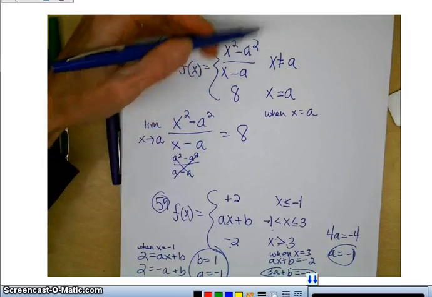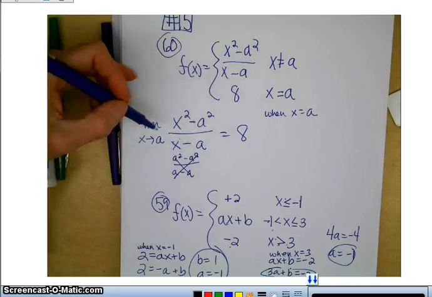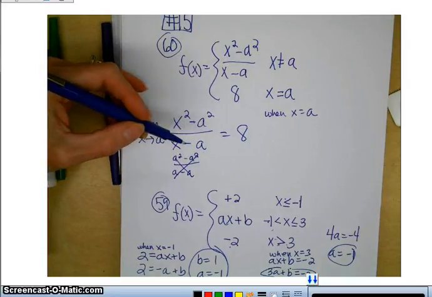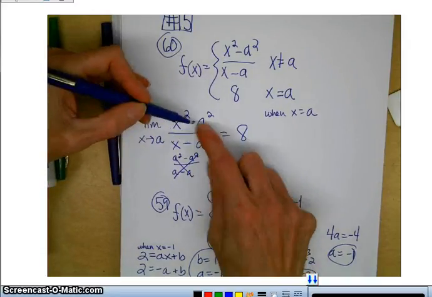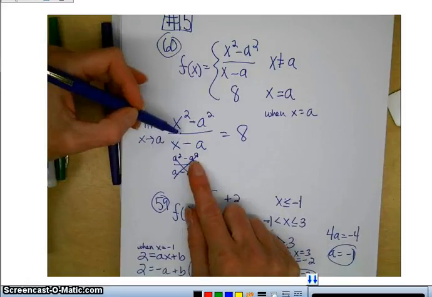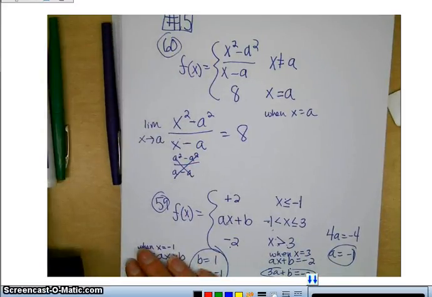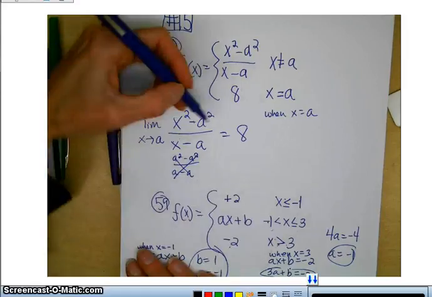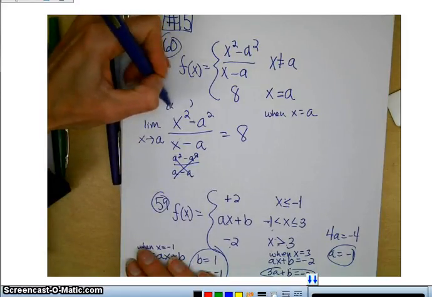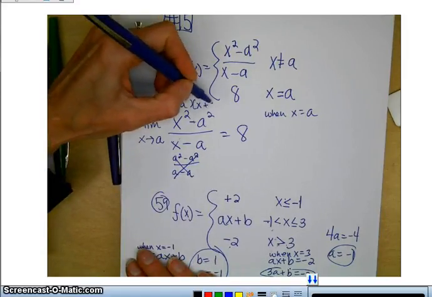We just need to figure out what a is. So I'm going to find the limit because I would hope that both of the lines are going to the same place here. All right? So how could I find this limit knowing that I can't just substitute the a in? Factor the top. Okay, so how does the top factor? X minus a, x plus a.